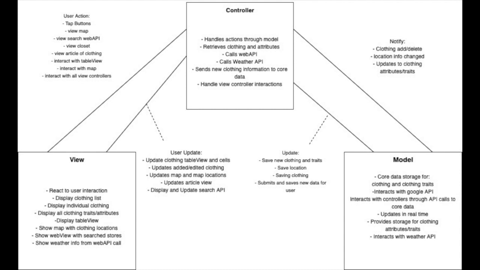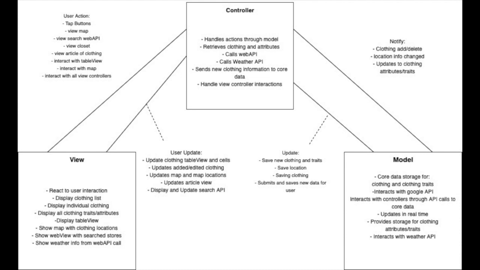The model handles all the core data functions. It takes care of storage for clothing objects and clothing traits. It interacts with Google API and Web API when it needs to gather the information from the JSON files. The model updates in real time so that all information is current and allows the app to show current data. It also sends updates to the controller so that it can relay it to the view and display current info to allow for a quick response time and better user interaction.